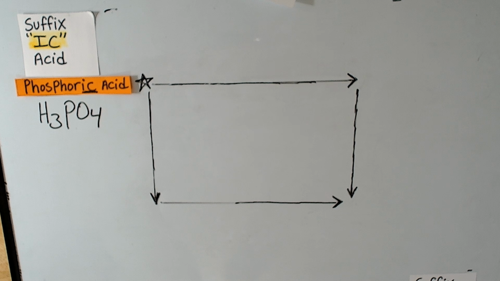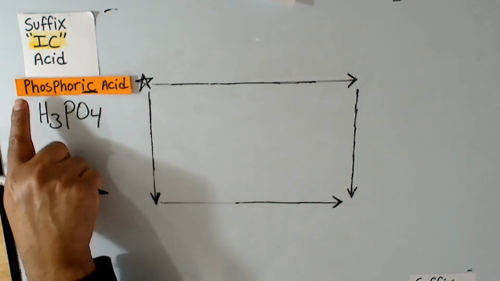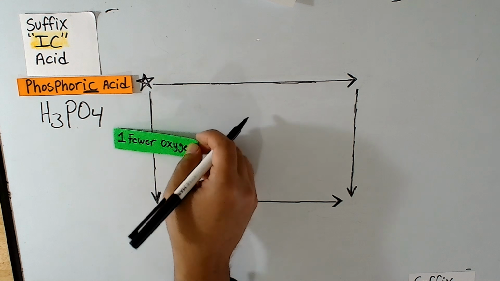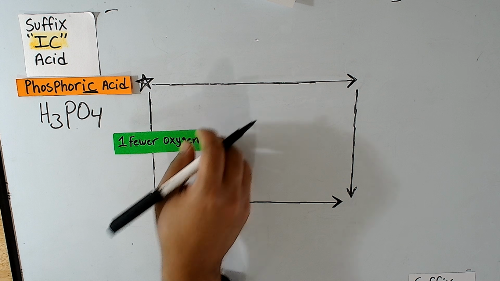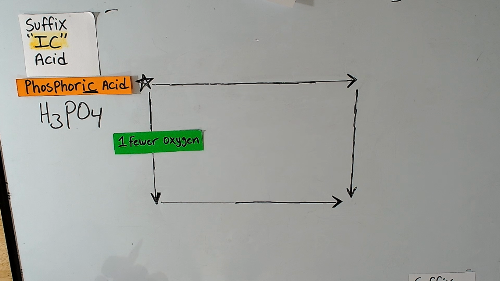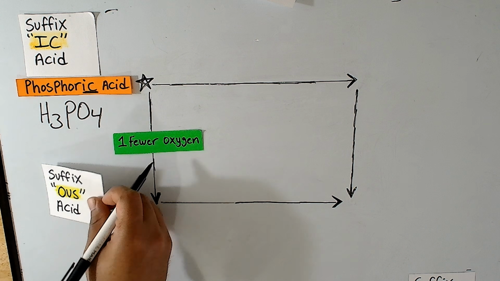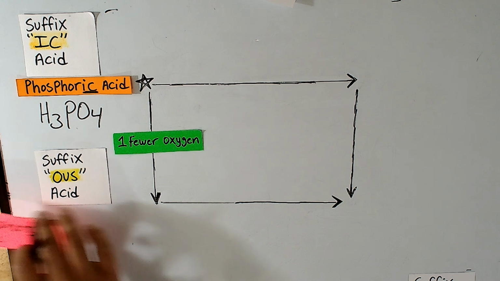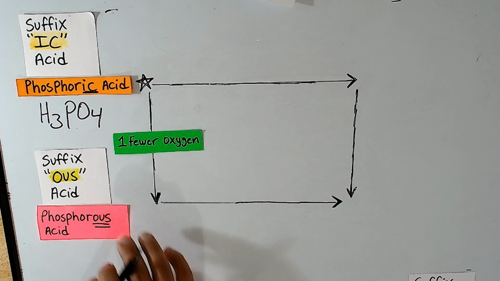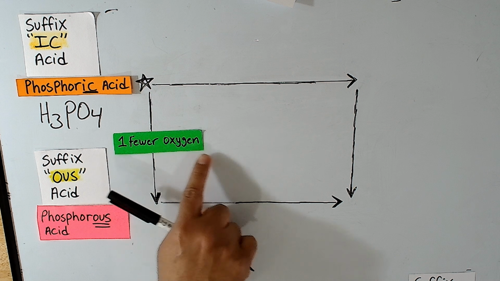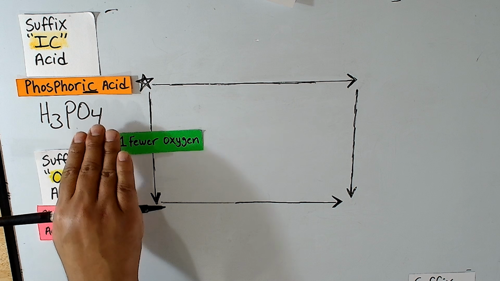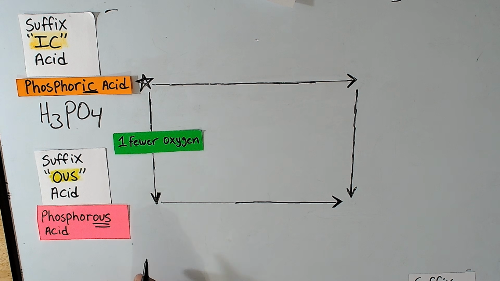Now, an acid that is similar chemically to phosphoric acid is going to have 1 less oxygen. And it's going to take the suffix of ous. So the name of that acid is going to be phosphorous acid. And since it has 1 less oxygen, we're going to leave the formula almost the same, except that we're going to change the 4 to a 3.